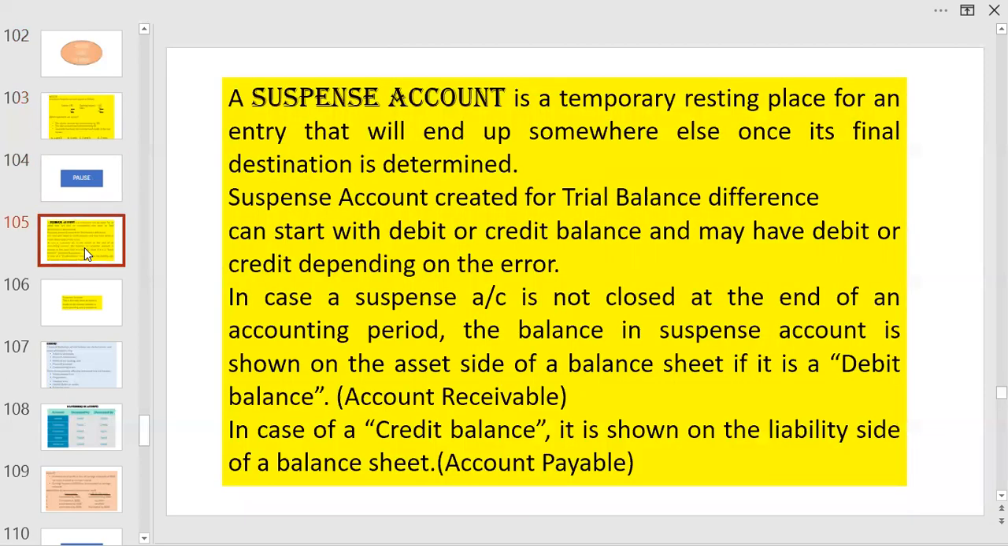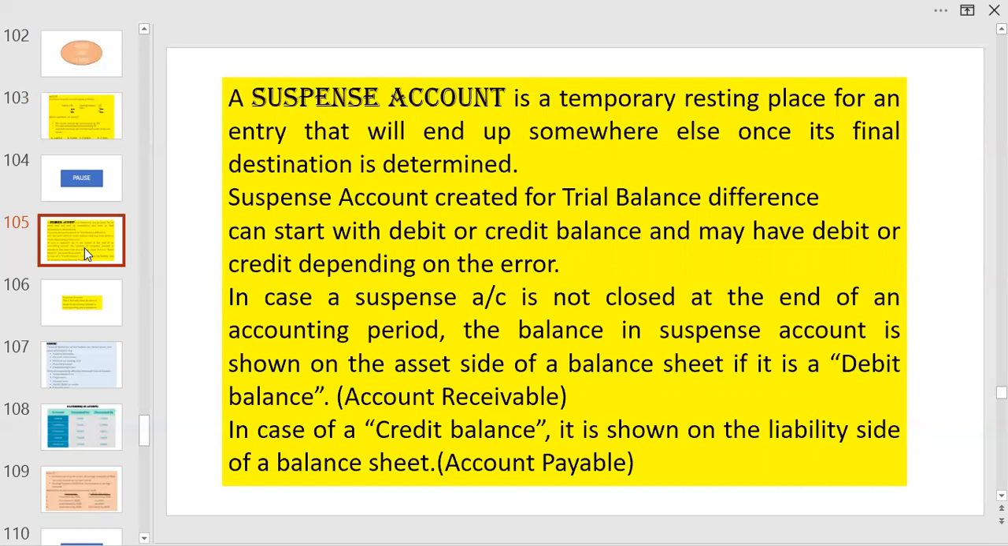Now, we take this opportunity to learn something about a suspense account. A suspense account is created when you are unsure of a detail of an account until it is properly determined. They make a temporary account, and that account is known as a suspense account. This is created for various reasons, but in this particular context, we are talking about a suspense account created for a trial balance difference.